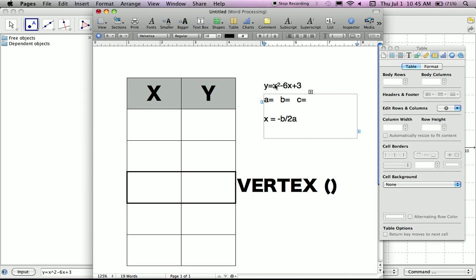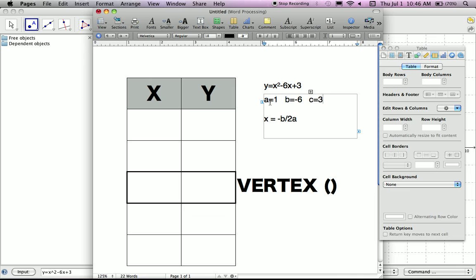Since we're looking at this in standard form, a is the coefficient to our variable squared, and therefore our coefficient to our variable squared is 1. B is the coefficient to our variable, and so this coefficient is -6. I'm going to put that in there. And then we have the constant, which is 3. C is our constant, and so 3 will be our constant.